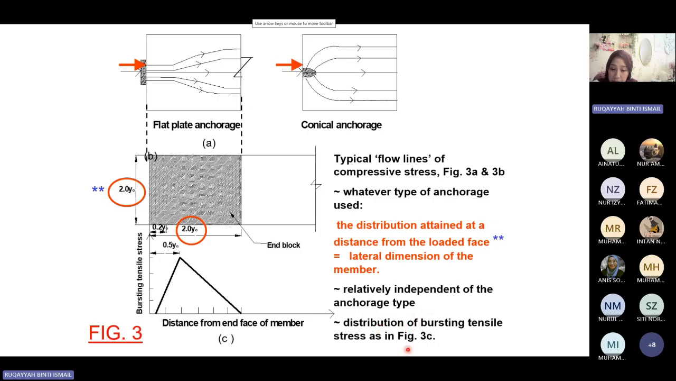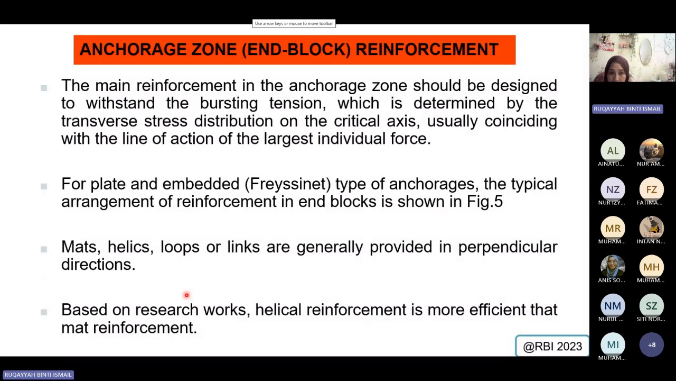The distribution of tensile stresses is in figure 3.C, which is this figure. You can see that this is the flat plate anchorage. These are the two values for each here, and then you have the distance from the surface, which is the possible bursting tensile stress that this beam will experience.